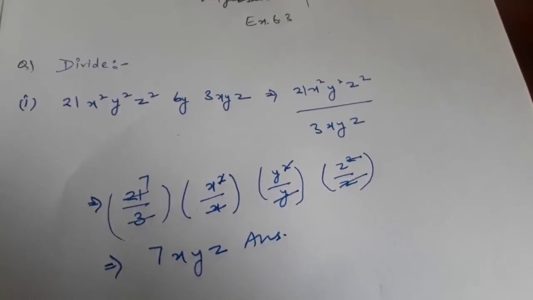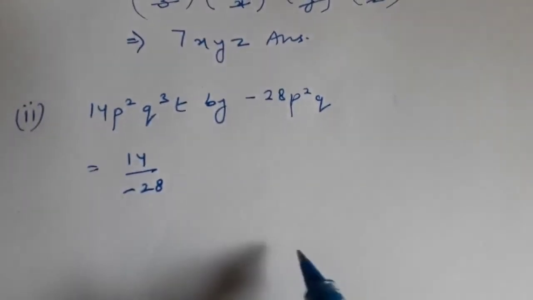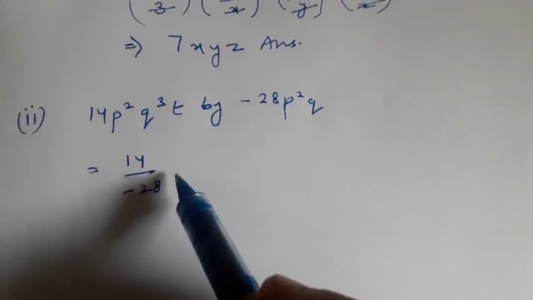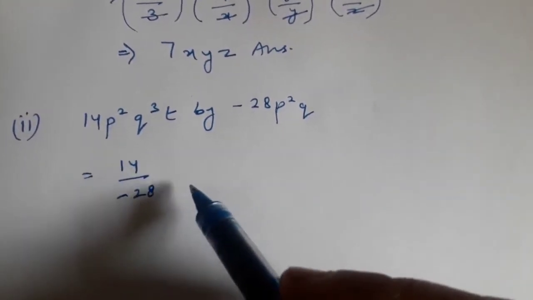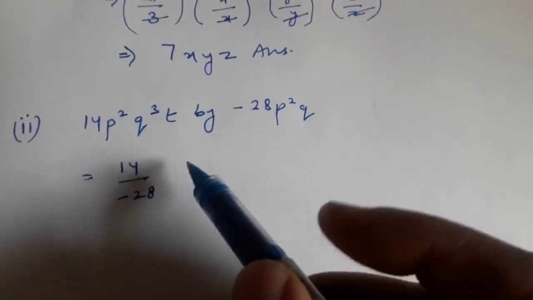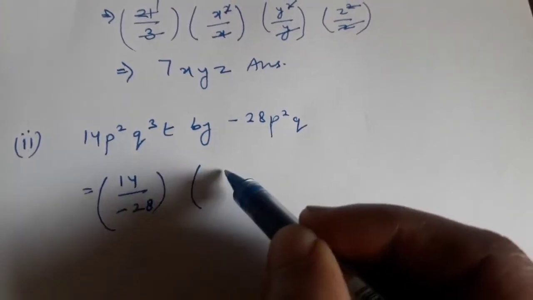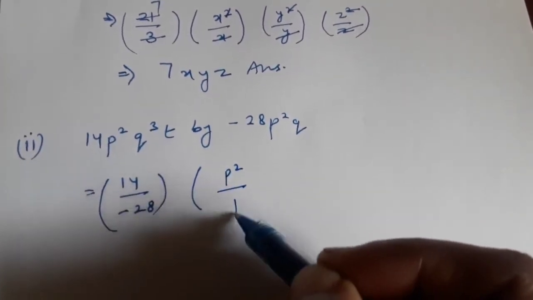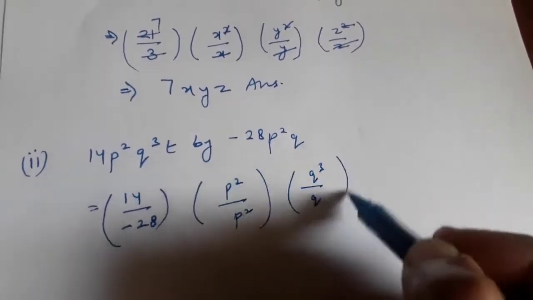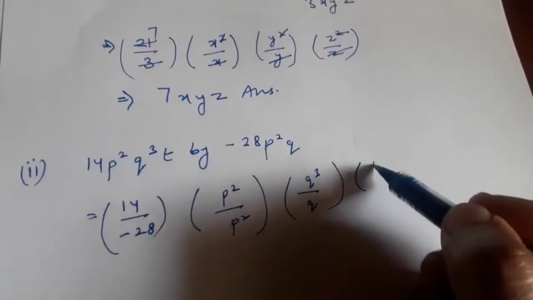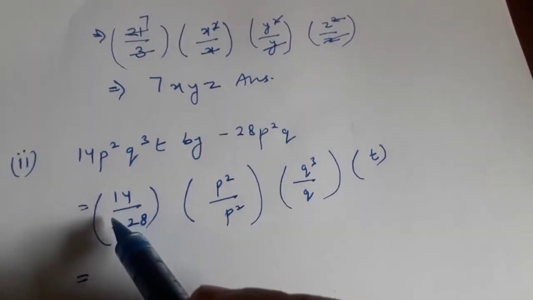Now come to the second part. The second part is 14p square q cube t by minus 28p square q. The same process we will follow in this part also. Separate constants with the variables. So 14 by minus 28 we will put in a bracket, then p square with p square, now q cube with q, and only t is given as a single. So we will cancel it.